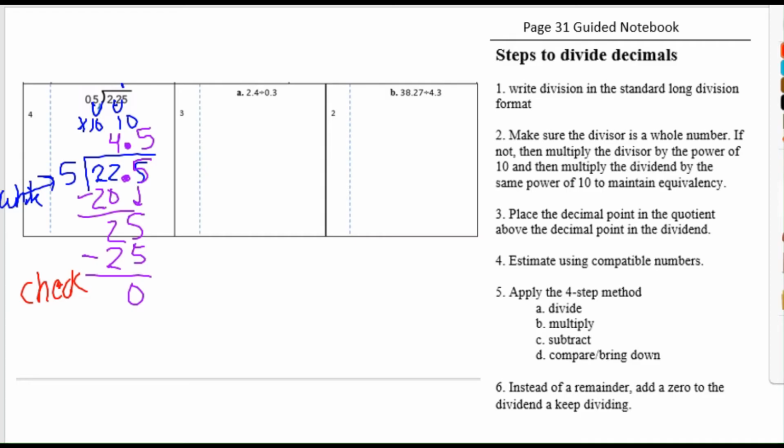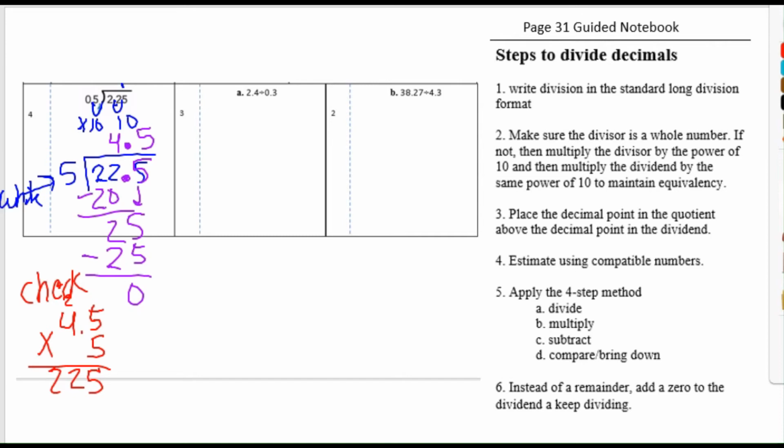So to check your work, you're going to take your quotient, which is 4 and 5/10, times your divisor, which is 5. And we have 5 times 5, which is 25. And then we have 5 times 4, which is 20, plus 2 is 22. Now we know that 4 and 5/10 times 5 is not 225. So what we have to do is go ahead and put our decimal point in.